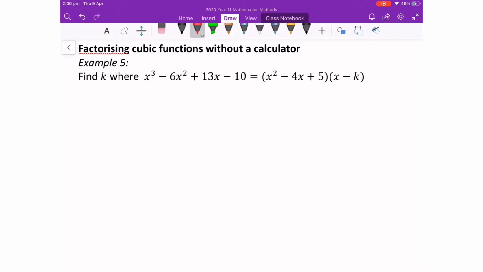Okay, so in factorizing, there's two versions. This is, you can say, like the expanded version, and this is your factorized version. Now, they're equal to the same thing. That's why they're equal to each other. We're going to try to find what this k value is.